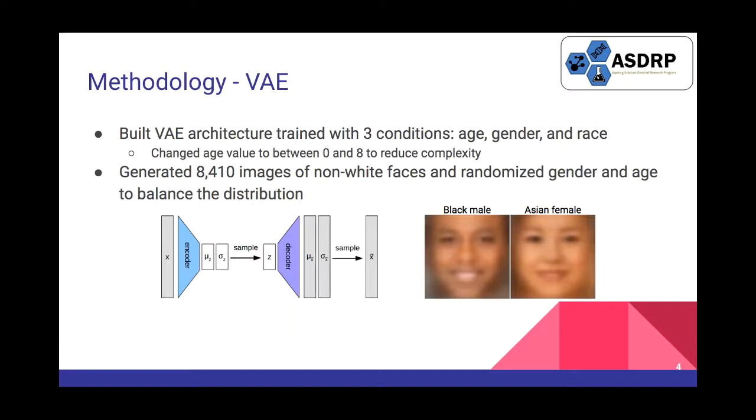And those vectors, which are then transformed into a Gaussian distribution, can then be sampled from to create brand new images. And the way we use that is to create 8,410 brand new images of non-white faces with randomized gender and age. And what that did was it balanced the distribution that Mihika showed in the previous slide, and therefore allowed us to have an effective training, which ideally is going to be debiased because the data is much more balanced than it was before.